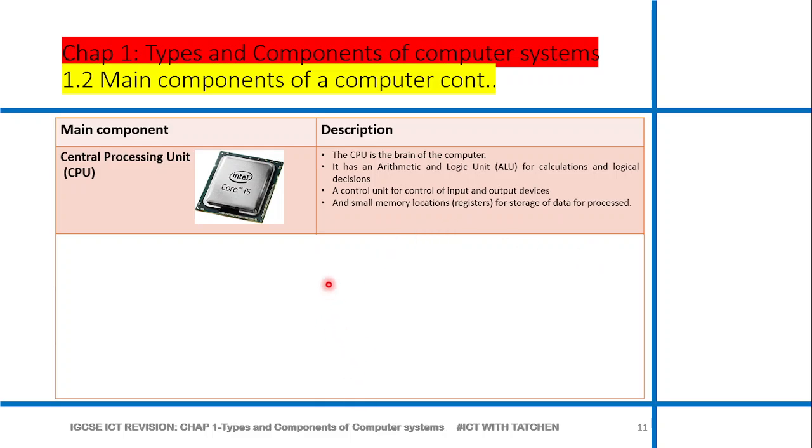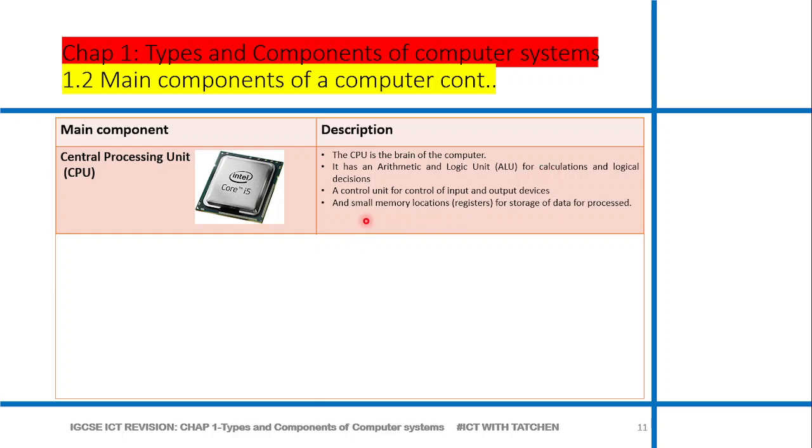So for the central processing unit, they can say describe the CPU. You say that the CPU is the brain of the computer. That's correct. Or you say that it's the main processing unit of the computer, it's still correct. And then you can also go further to say the CPU has an arithmetic and logic unit. When we say it's the brain of the computer, it means the complex aspects of the computer are taken care of by it. So that's what the ALU does: calculations and logical decisions.